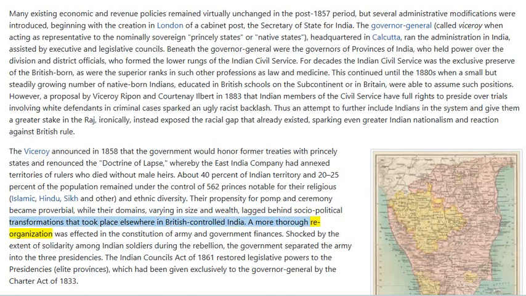A more thorough reorganization was effected in the constitution of army and government finances. Shocked by the extent of solidarity among Indian soldiers during the rebellion, the government separated the army into the three presidencies. The Indian Councils Act of 1861 restored legislative powers to the presidencies, elite provinces, which had been given exclusively to the Governor-General by the Charter Act of 1833.